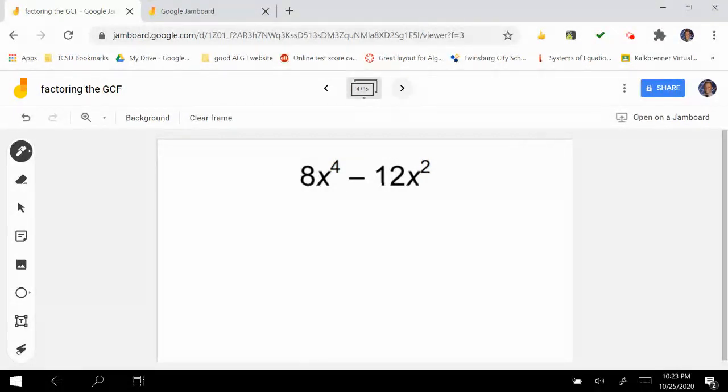So, a couple of tricks. Number 1, the first term has to be positive. That lead coefficient, from last lesson's terminology, has to be positive, which it is. So then I'm going to look at these coefficients, and notice how I didn't take that negative, because I don't worry about the signs anymore since that first term was positive. So now I'm going to say, hey, what's the greatest common factor between 8 and 12?